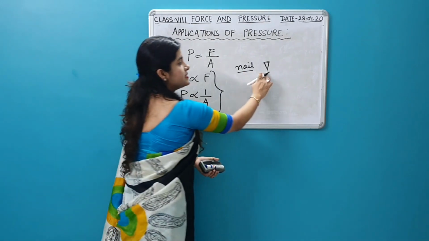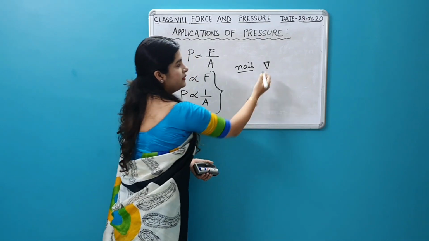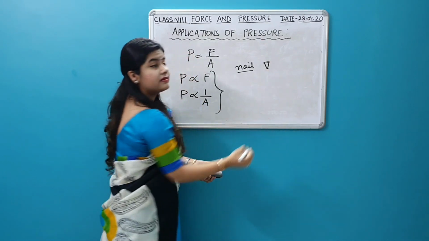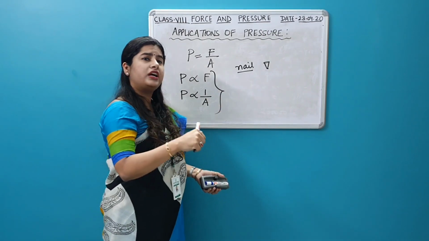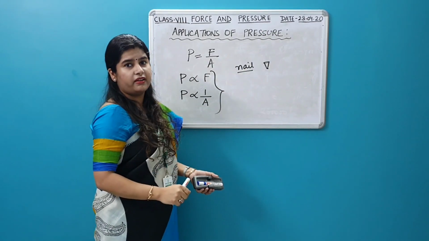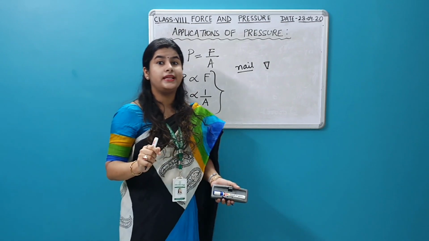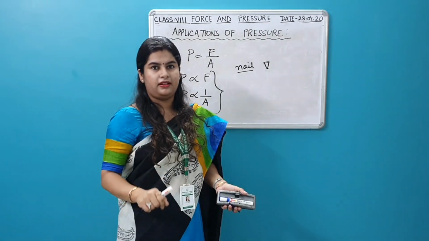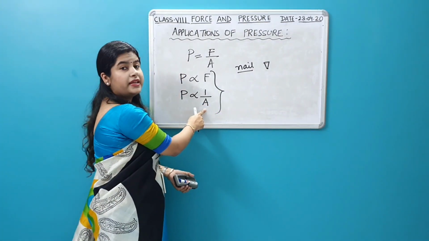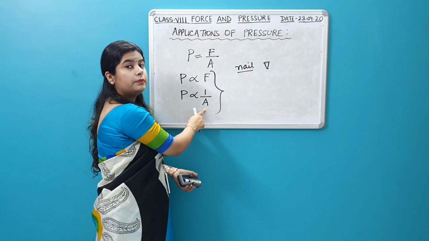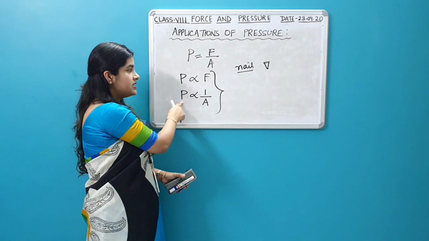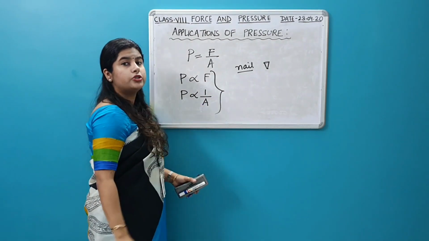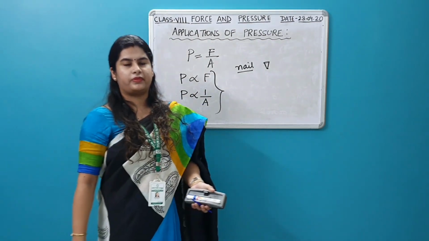Whereas, if this surface is blunt, like this, supposing it's a blunt surface, what will happen? It becomes very difficult for us to insert it somewhere. It becomes difficult for us to insert a blunt nail. The reason is, blunt means area of contact is more. More the area of contact, your pressure is less and the effect of force is also less.